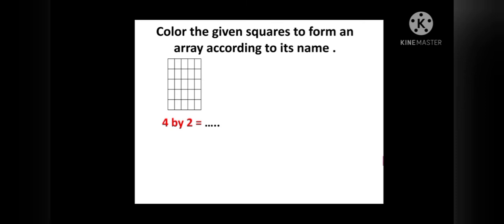Color the gift squares to form an array according to its name. The first one I have here is 4 by 2. What's the meaning of 4 by 2? This means 4 rows and 2 columns. Before I color, I should determine the 4 rows and 2 columns. Count with me. 1, 2, 3, 4. I have 4 rows here. And how many columns? 1, 2. I start coloring now. 1, 2, 3, 4, 5, 6, 7, 8. So 4 by 2 means I have 8.